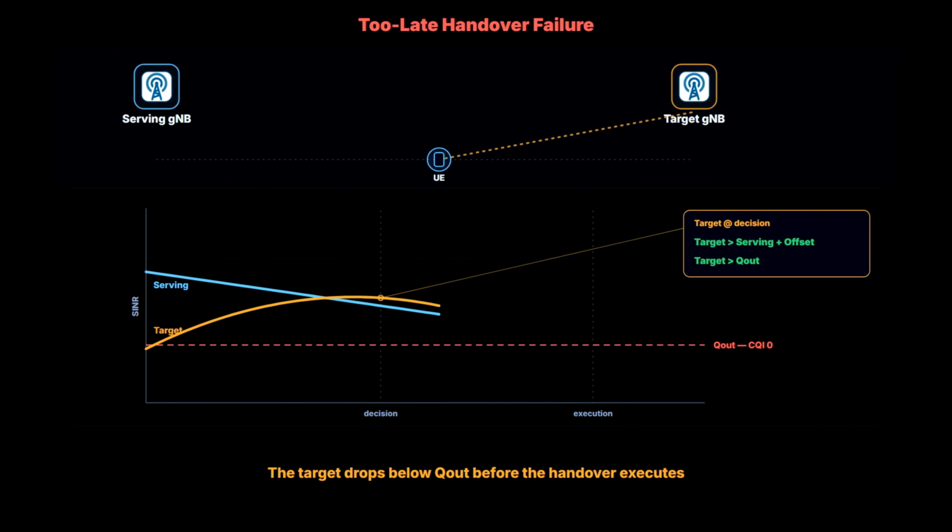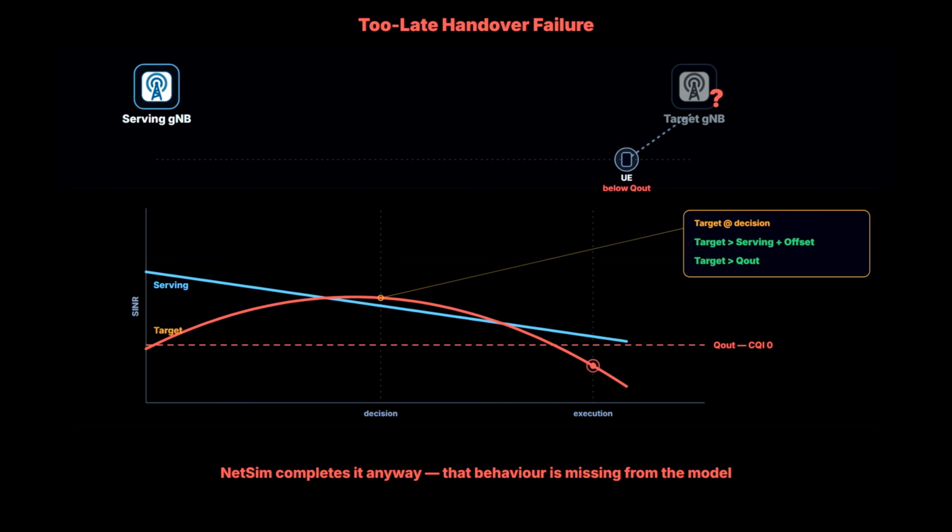Here the target cell drops below Q-out before the handover executes. In the real world, this handover fails. NetSim completes it anyway. Once a handover is triggered, it always succeeds. That behavior is missing from the model. So that is what we are going to add.